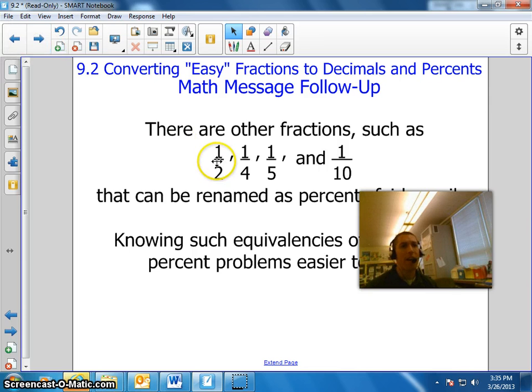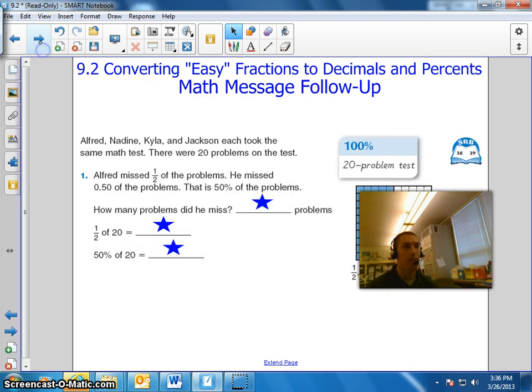There are other fractions, though, that are a little harder. They are not out of 100. So 1/2 isn't out of 100. There's no second spot in decimals, and there's no second spot in percents. But if you know half of 100 is 50, you know 1/2 is the same as 50%. 1/4, 1/5, and 1/10 can all be renamed as percents really easily. Knowing such equivalent fractions, and knowing how to move from a fraction to a decimal, will make percents so much easier.